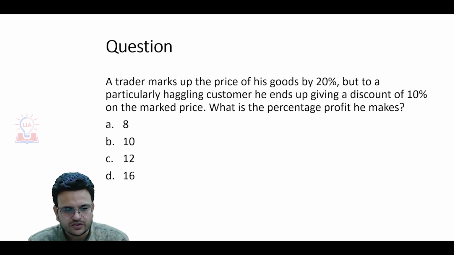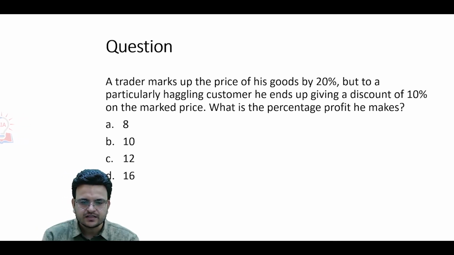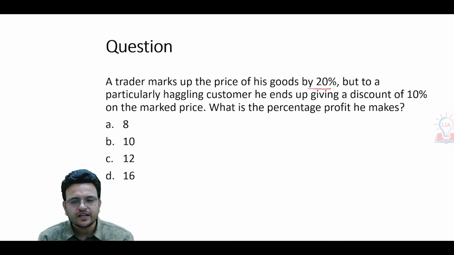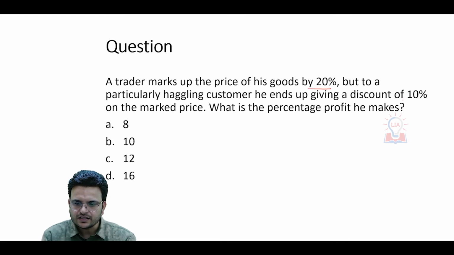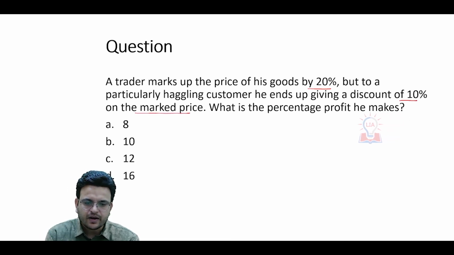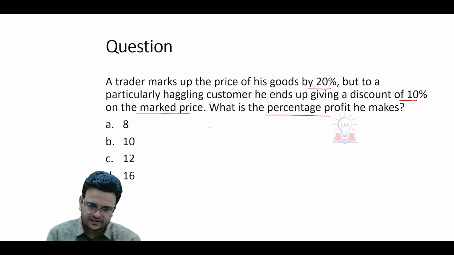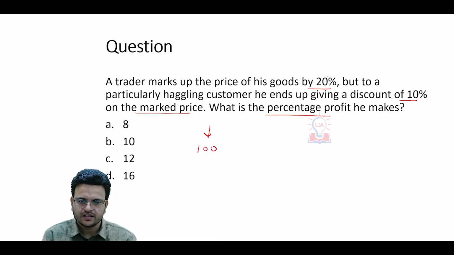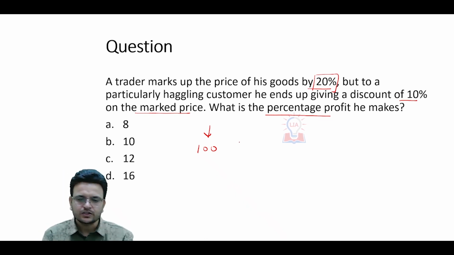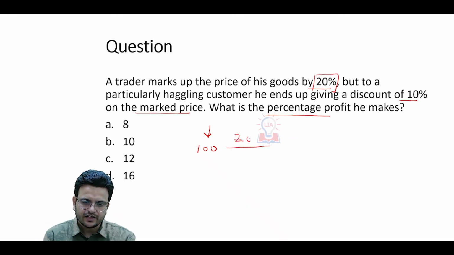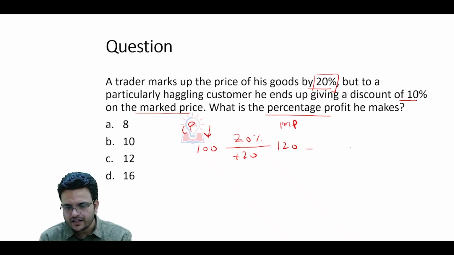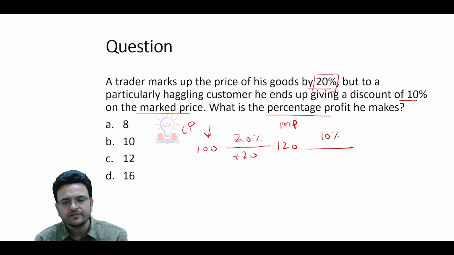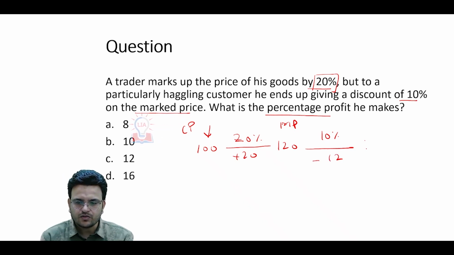Now come to one more question. A trader marks up the price of goods by 20%, but to a particular haggling customer he ends up giving a discount of 10% on the market price. What is the profit? So consider initially it was 100 rupees and the price was increased by 20%. So 20, it becomes 120. This was the considered cost price. It becomes the mark price. Again on the mark price a 10% discount has been given. It means minus 12 rupees. So now we come to 108.